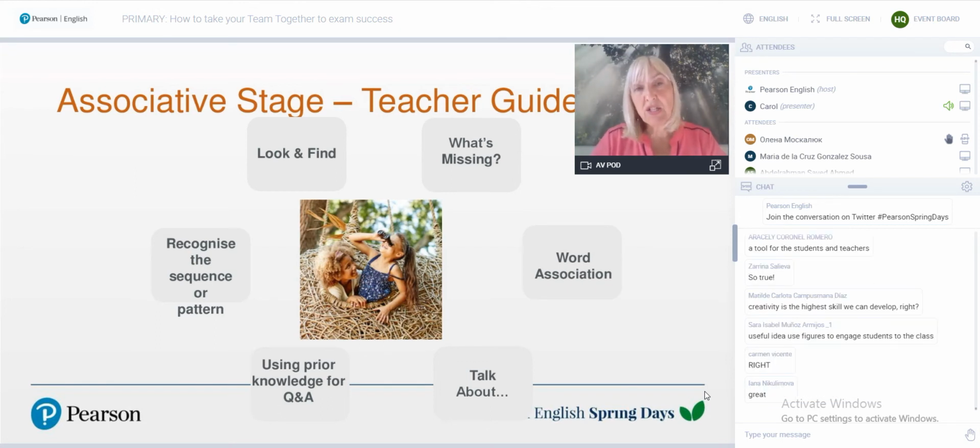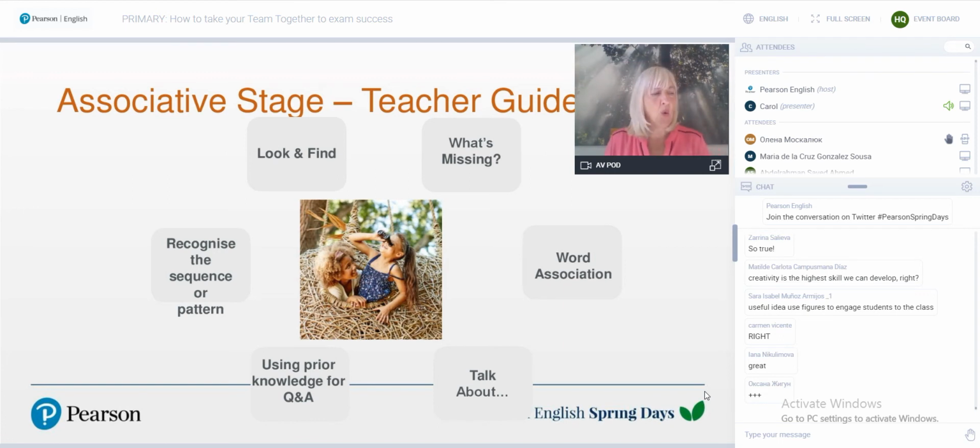So, in lots of exams, you find look and find, what's missing questions, word association questions, activities where they have to talk about. They all happen in exams. They also happen in the world in general, and they also happen in the English class. So, by helping students feel more confident at the associative stage, we can help move them towards becoming autonomous learners and more confident in exams.